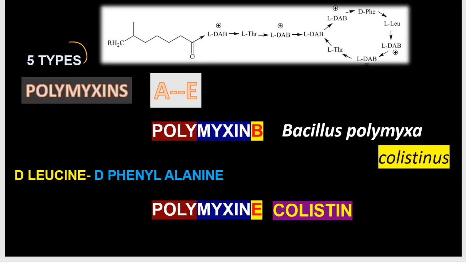There are 5 different types of polymyxins, polymyxin A, B, C up to E. Polymyxin B is an important one, and polymyxin E is colistin. Polymyxin B is obtained from Bacillus polymyxa and subspecies colistinus. The difference between polymyxin B and colistin is that the 6th amino acid in polymyxin B is D-phenylalanine, while it is D-leucine in colistin. So this structure is polymyxin B.